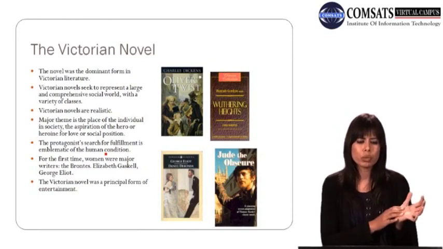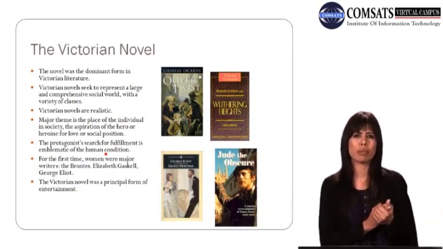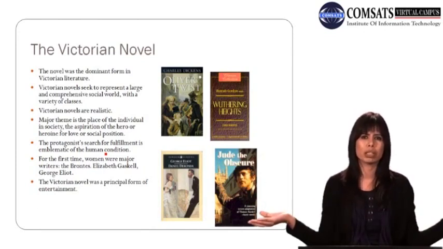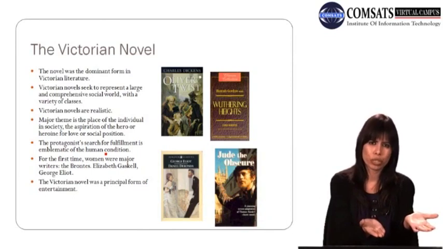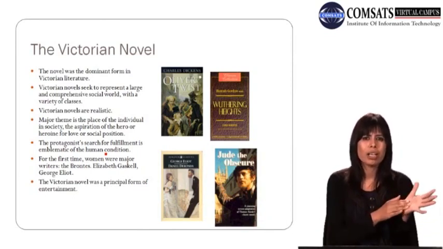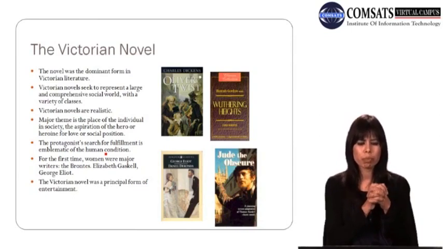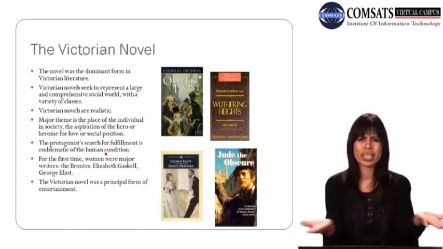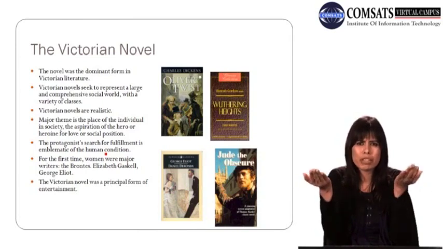Okay, Victorian novels are realistic, so they are not imaginative as you can say romantic or the Elizabethan writers they used to be. So here we are talking about Victorian novelists. They are quite realistic. Okay, major themes: the place of the individual in society, the aspiration of the hero or heroine for love or social position. So again the social issues were in the dominating position in the Victorian period.